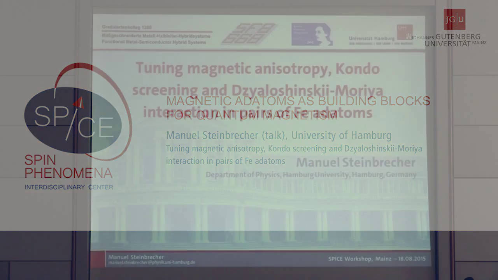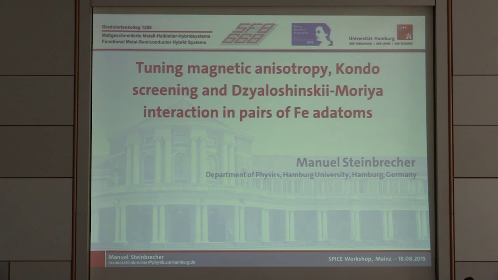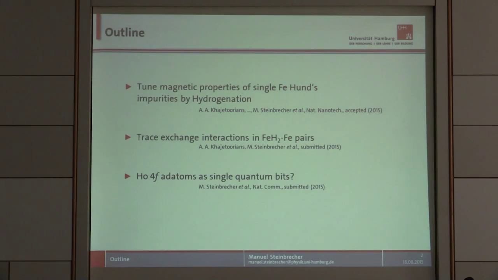I would like to tell you something about a system where we have a nice degeneracy in energy between magnetic anisotropy, Kondo screening, and exchange interactions. And since it seems to be a good fashion, I will continue with iron atoms. And we put them on a platinum surface.